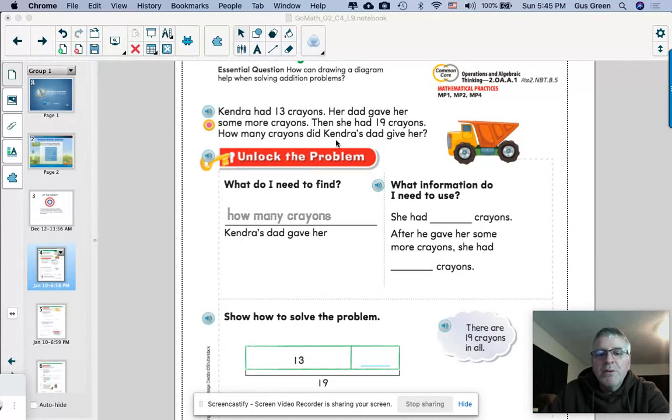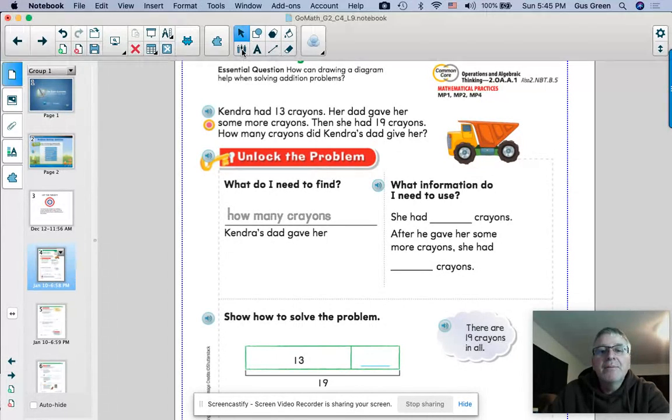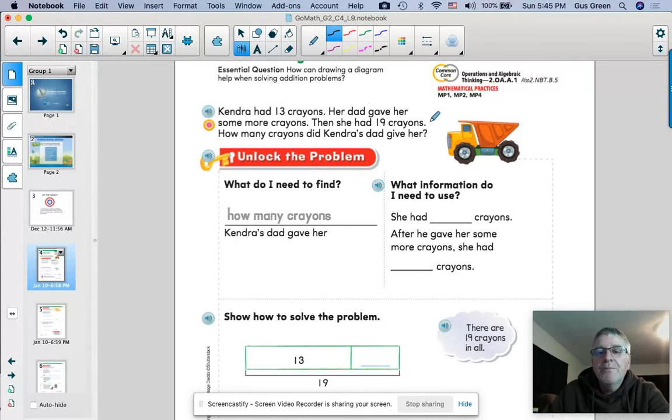So the first thing we want to do when we're unlocking these problems is ask, what do I need to find out? That's what you want to look for. What is the actual question the problem is asking? It's asking, how many crayons did Kendra's dad give her? That's what we want to find out.